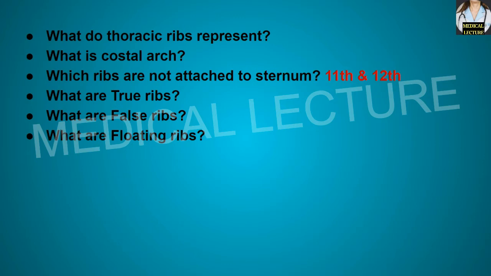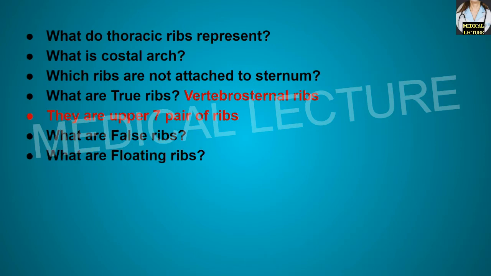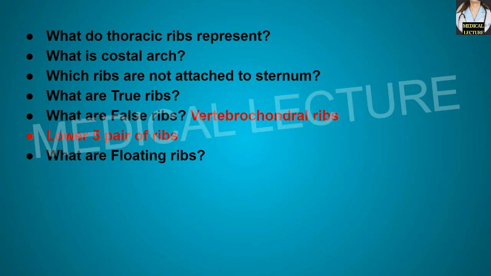What are true ribs? They are also known as the vertebrosternal ribs, and they are the upper 7 pair of ribs, and they are directly attached to the sternum. That's why they are known as true ribs. What are false ribs? They are also known as the vertebrochondral ribs, and the lower 5 pair of ribs are known as the false ribs.